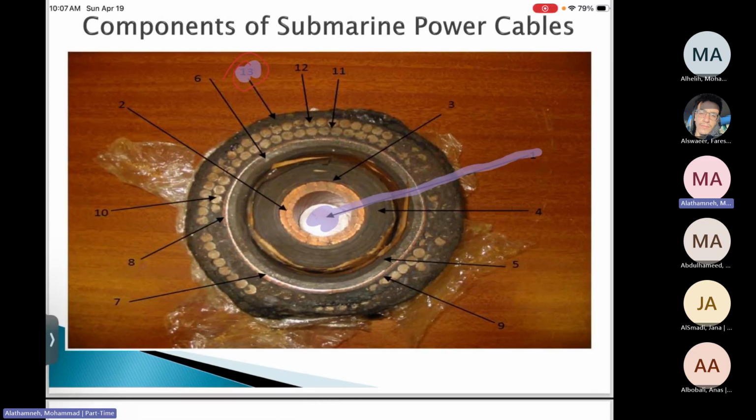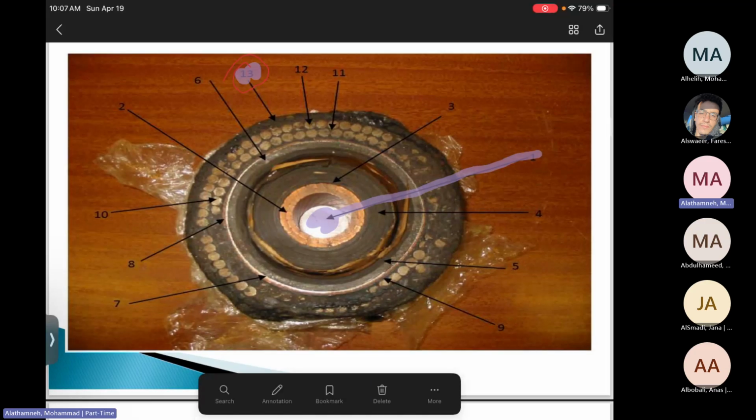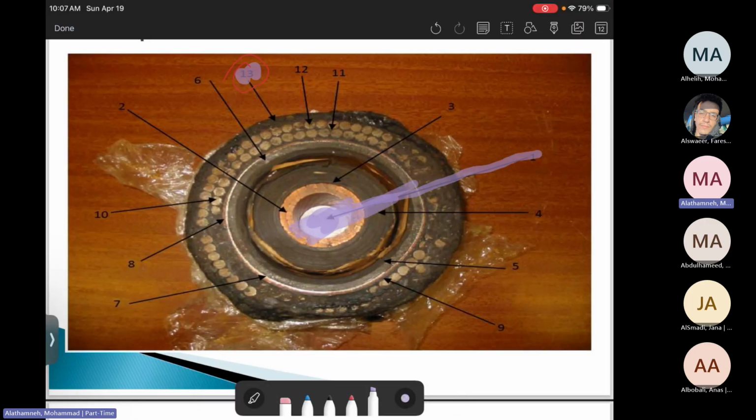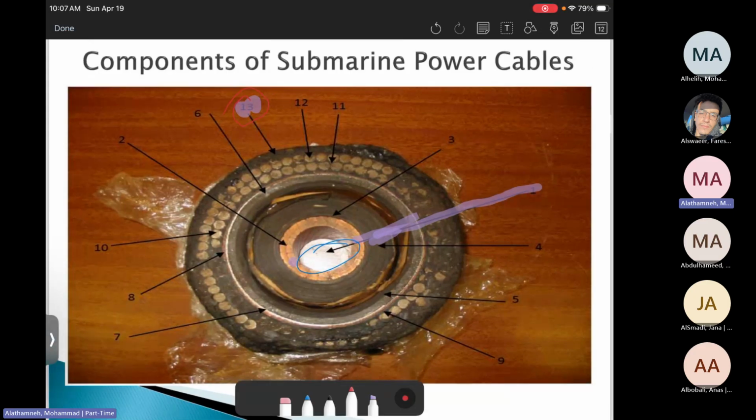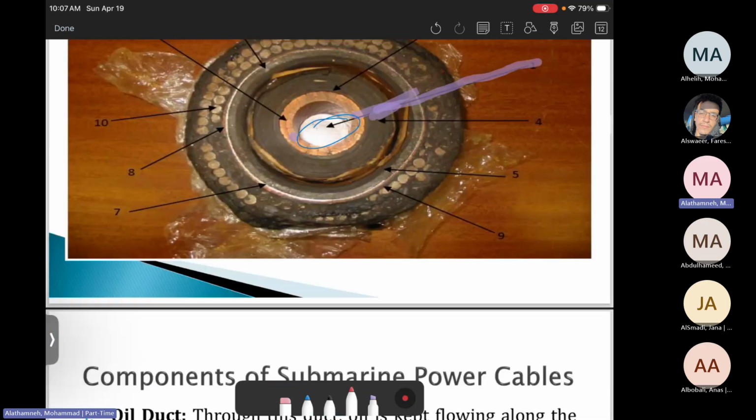Then you look at it, and you can see there is oil here, which is called oil ducts. Also in this picture, you will see there are 13 layers, a large number of layers, because a submarine cable needs to be designed very well. We don't want to see any problems or damages, because maintenance at the bottom of the sea is difficult.